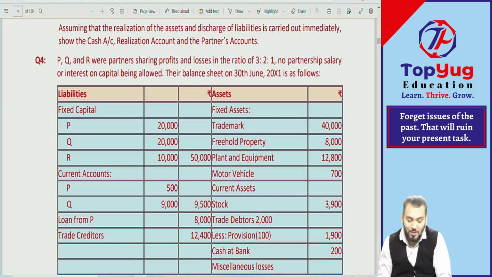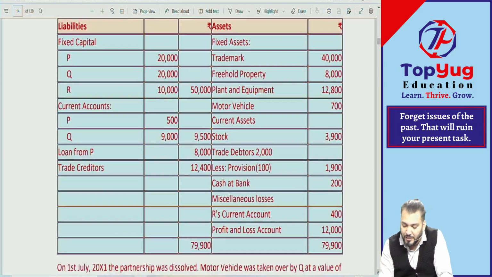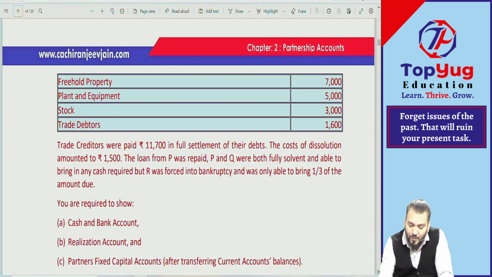Okay, P, Q, R are partners sharing profit and losses in the ratio 3:2:1. No partner is allowed interest on capital. The balance sheet on 30th June is given. You can see a simple balance sheet has been given. Then they have given what are the information. We'll check.